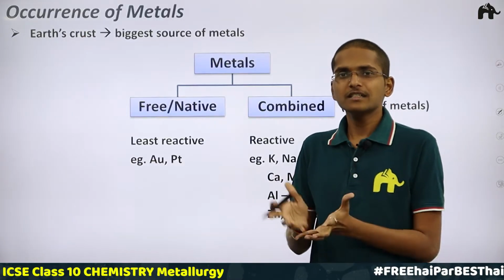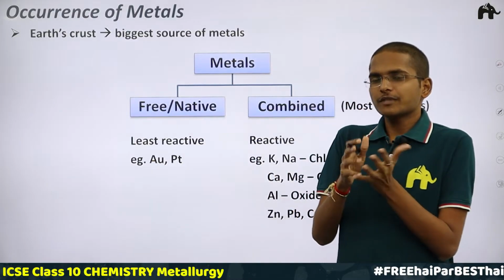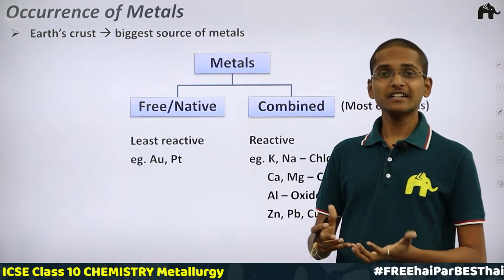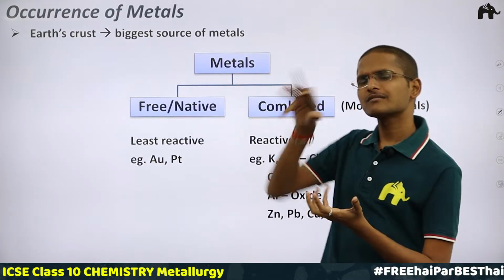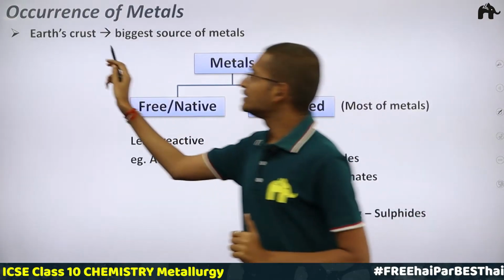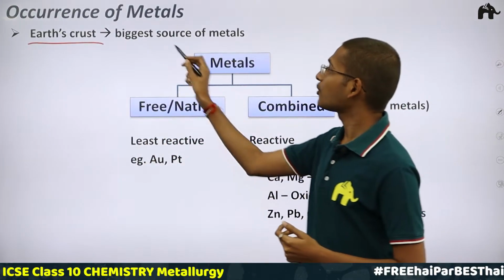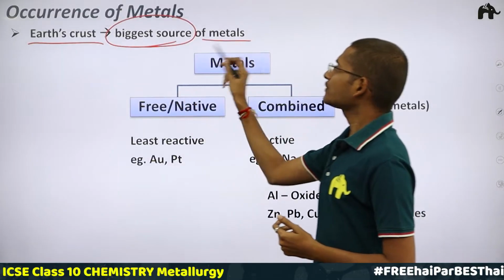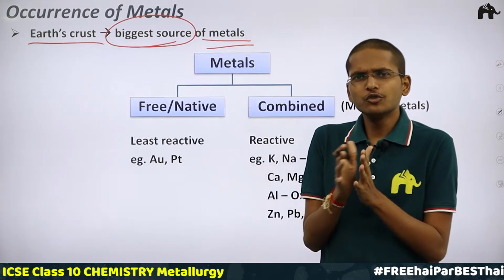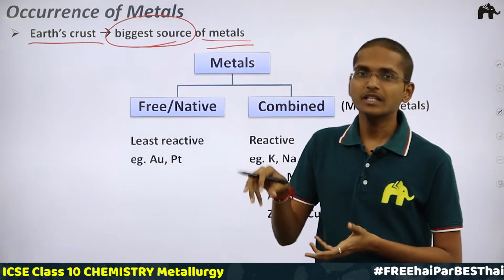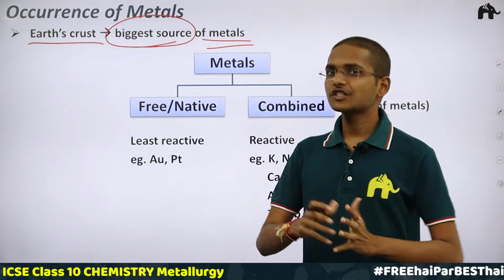So first, let's see how metals occur in nature. But before that, you should know a very interesting thing, that our Earth's crust, the Earth's uppermost layer, is the biggest source of metals. So you would find most of the metals in the Earth's crust. So a very easy job, right? Now what we need to do is just dig the Earth's crust and take out the metals, but it's not that easy.